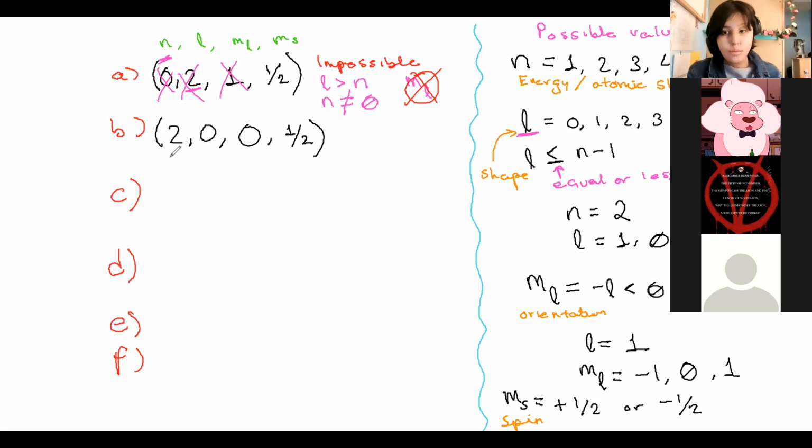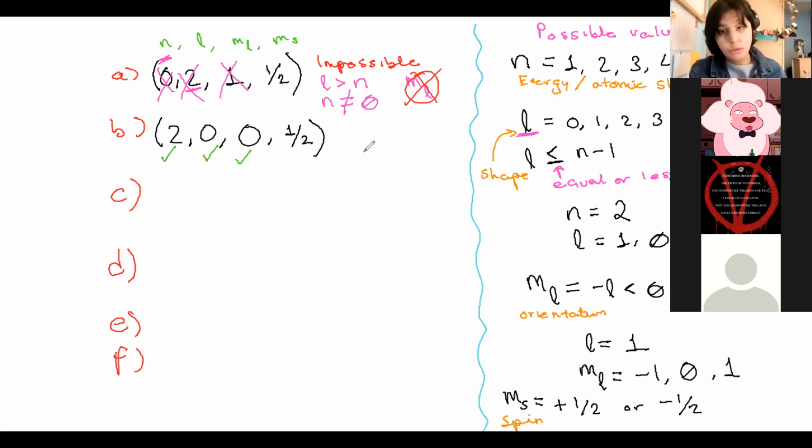Well, L is less than N. L is less than N, and m sub L equals L. Okay, well, yeah, right? Because in this case, if you have L equals 0, then obviously your only value for m sub L is going to be 0, right? What about the spin number?